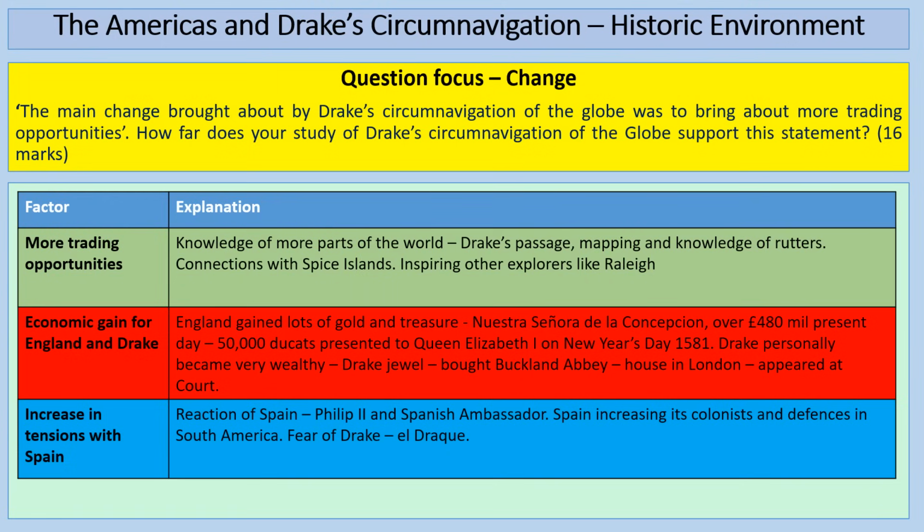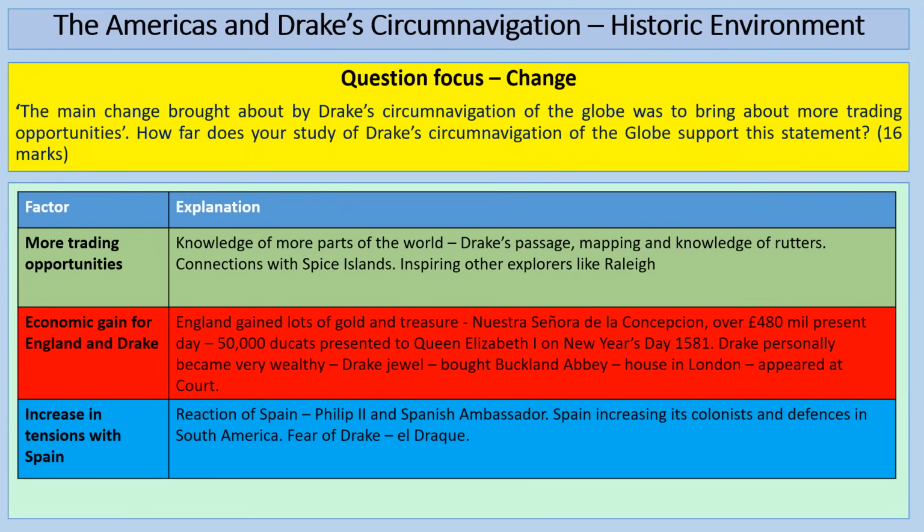If you look at some ideas here, in terms of trading opportunities, you could talk about Drake's Passage, the map and knowledge of rutters, for example, the connections with the Spice Islands, buying 6 tons of clove, inspiring other explorers like Raleigh, or even people like Humphrey Gilbert that go on to explore America, or even that increased knowledge enabling more trading opportunities in the future, such as when Ralph Fitch goes to India, or when James Lancaster goes in with the East India Company. So even those long-term trading opportunities you could bring in here.